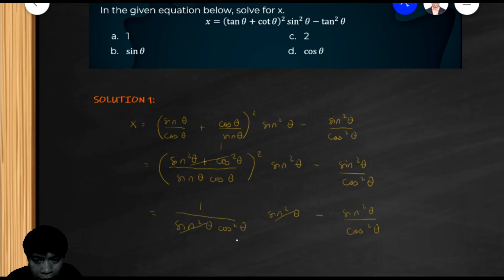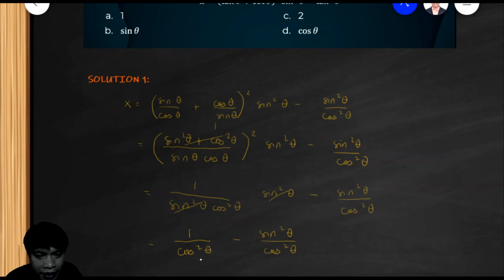Ang matitira na lang 1 over cosine squared theta minus sine squared theta over cosine squared theta. Okay, pareho sila ng denominator guys. So pwede nating i-add itong dalawang to.